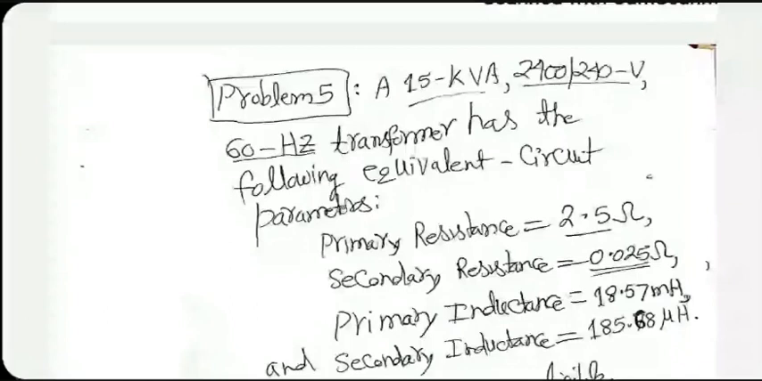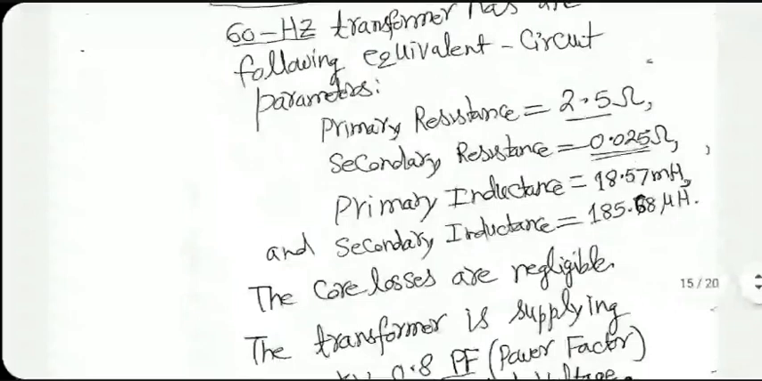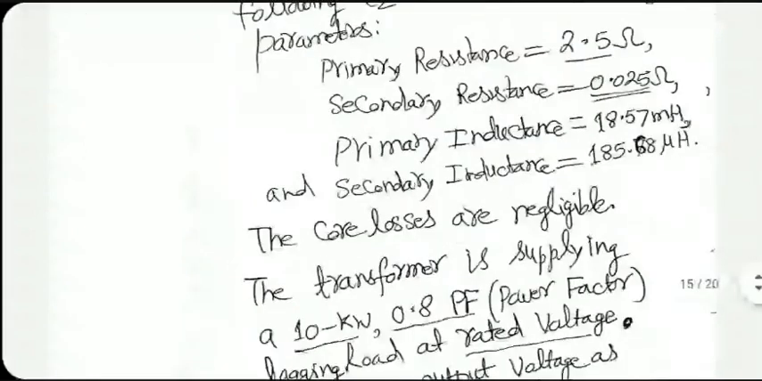Now you are given primary resistance Rp as 2.5 ohm, secondary resistance Rs as 0.025 ohm. It's quite small compared to primary resistance. Primary inductance is also given as 18.57 millihenry. Secondary inductance is given as 185.68 microhenry. Core losses are negligible. Okay, so at least in the equivalent circuit, the parallel circuit can be ignored. The transformer is supplying a 10 kilowatt 0.8 power factor lagging load.